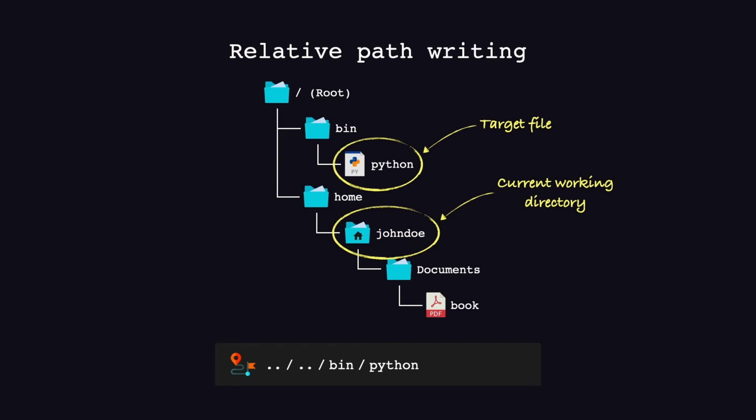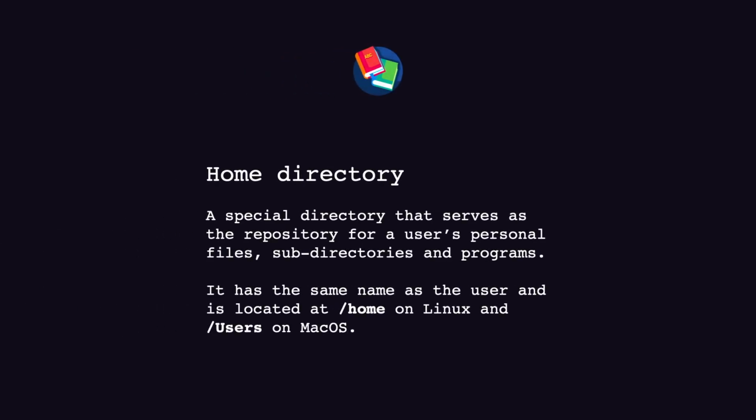Now that we got to the bottom of it, I'd like to introduce you to yet another handy expansion called the tilde. In Unix operating systems, there's a special directory called the home directory that serves as the repository for users' personal files, directories, and programs, and that is simply named after your own username, which is in my case Razvan. On Linux, this home directory is located in the /home directory, and on macOS in the /users directory.